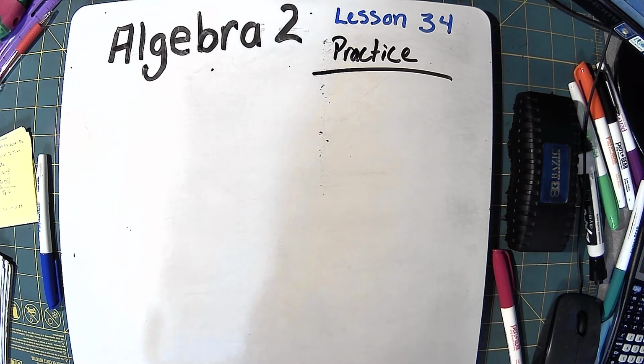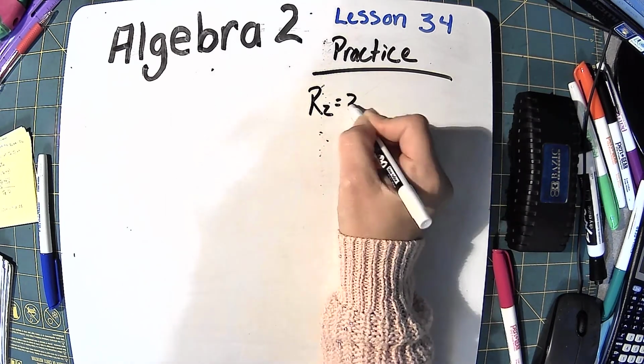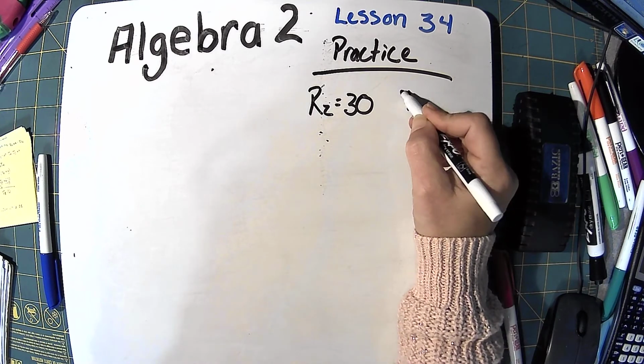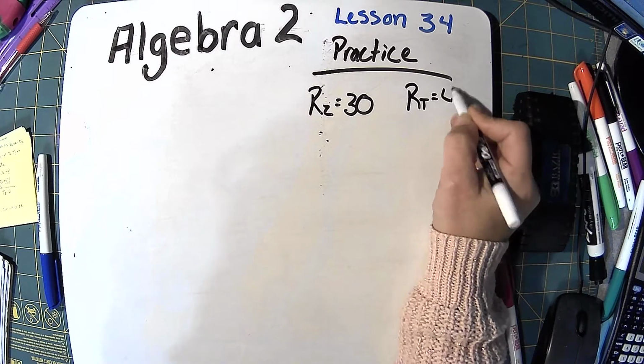And it says, Zane began the journey at 5 a.m. at 30 miles per hour. So I can go ahead and say the rate of Zane equals 30. Okay. Tricia began to chase him at 7 a.m. at 40 kilometers per hour. So the rate of Tricia is 40.